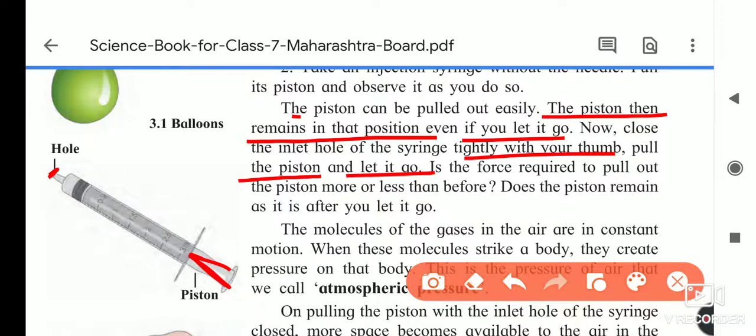Is the force required to pull out the piston more or less than before? At which position do you need more pressure? In the second situation, when you close the inlet, we cannot pull the piston very easily. Does the piston remain as it is after you let it go? No, it does not remain as it is.